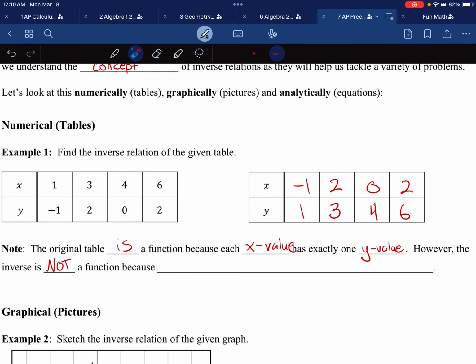If I tell you, go to the height when we're at 1, you'll be like, okay, I clearly know I'm going to go to a height of -1. If I say, go to 4, what's the height at 4? Okay, the height is clearly 0. Okay, this is a function because I know where to go. I know where the heights are.